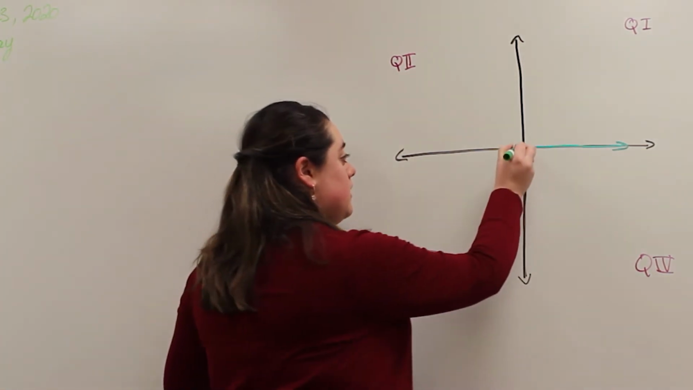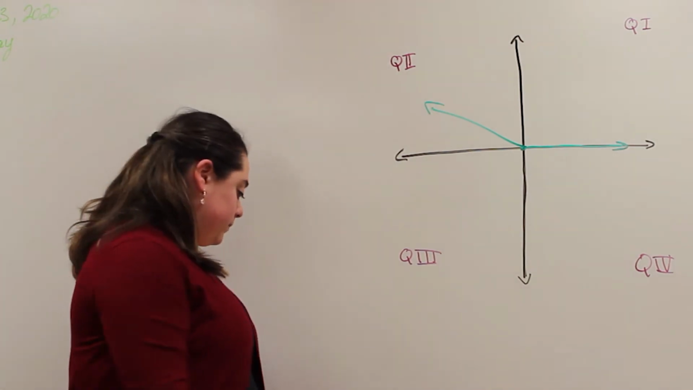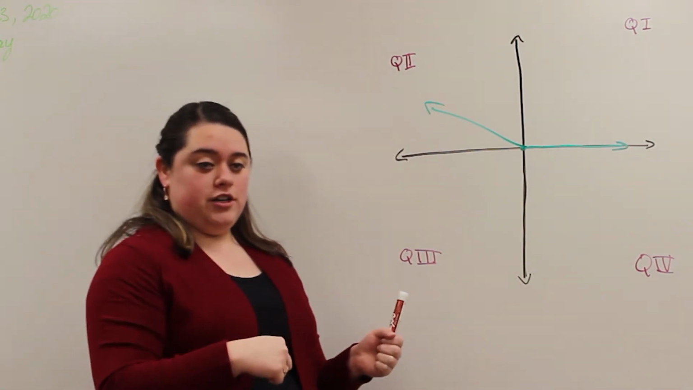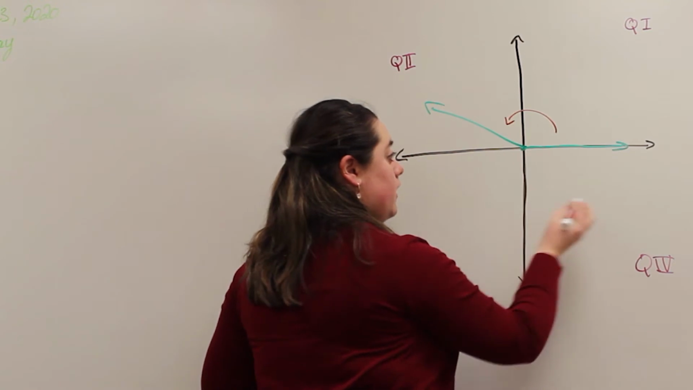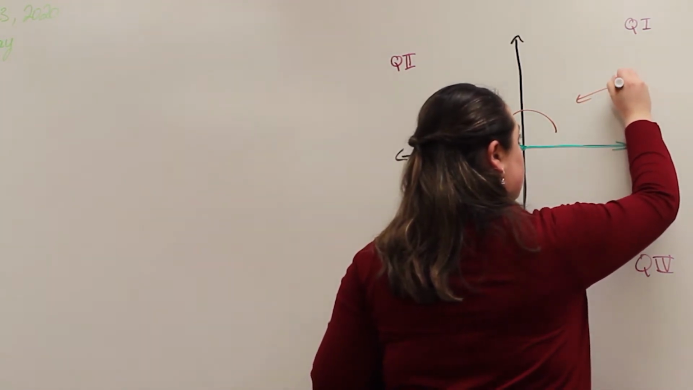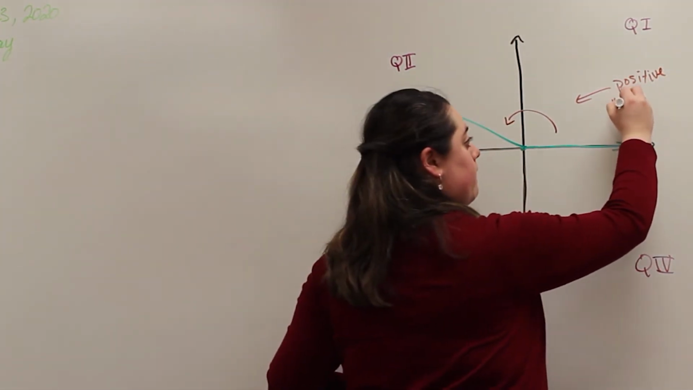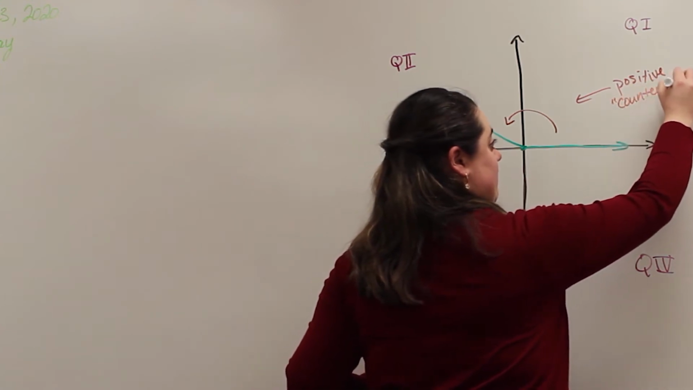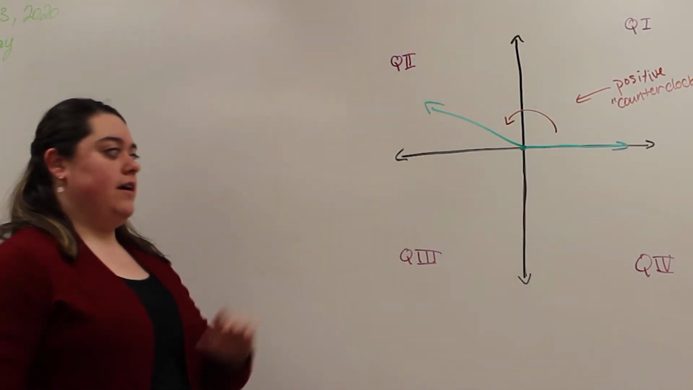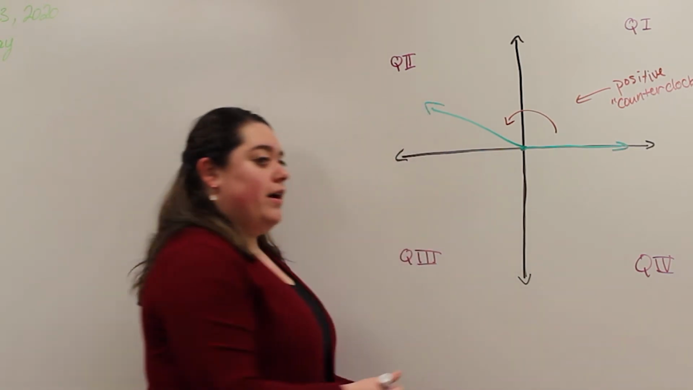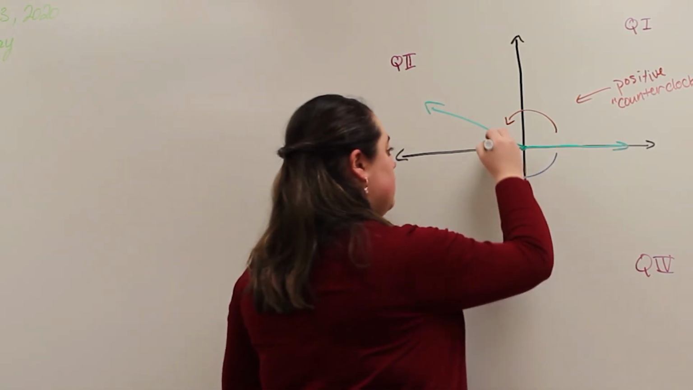For the sake of demonstration, let's say my terminal side is right there in quadrant 2. Now, depending on your direction, you're going to have a positive or a negative angle. Okay, so if I were to go counterclockwise, I'm going to end up with a positive angle. Okay, counterclockwise, positive angle. If I want to have a negative angle, I'm going to go clockwise, following the direction of the clock.